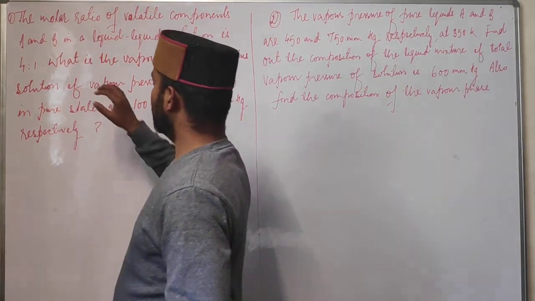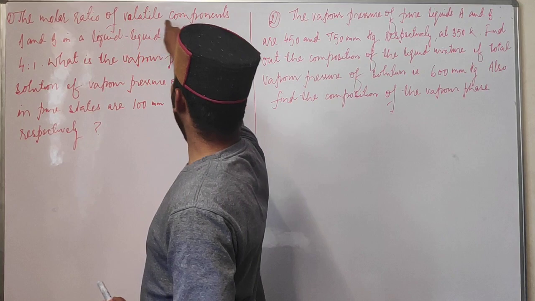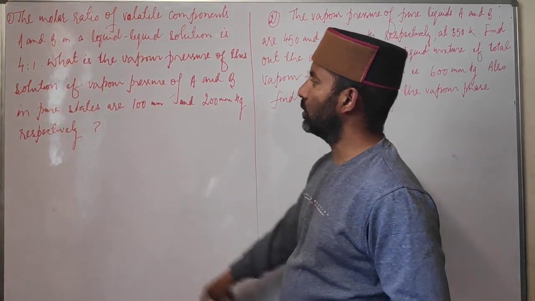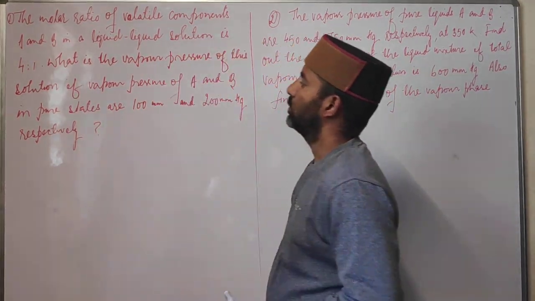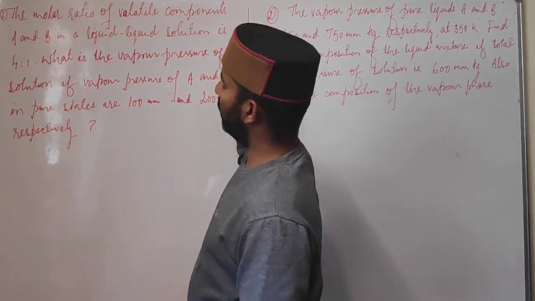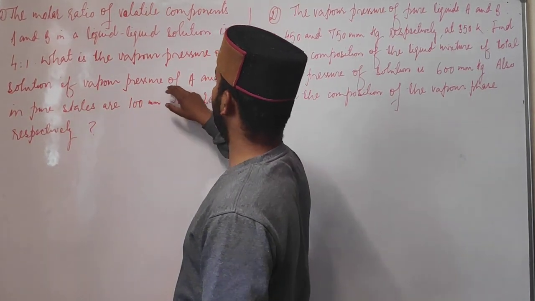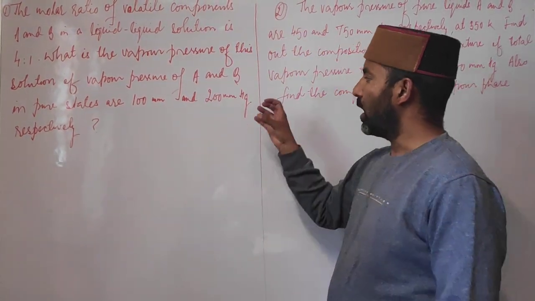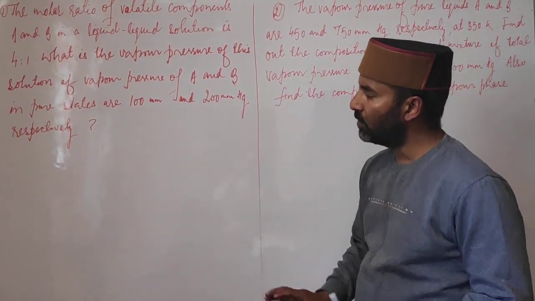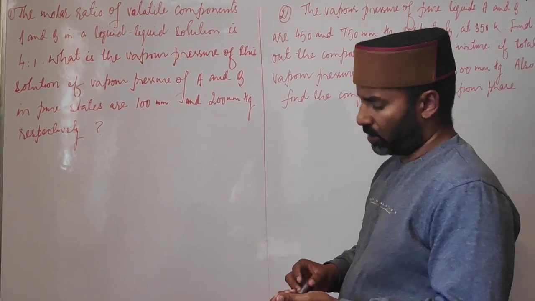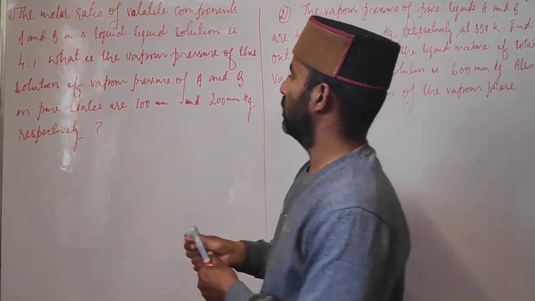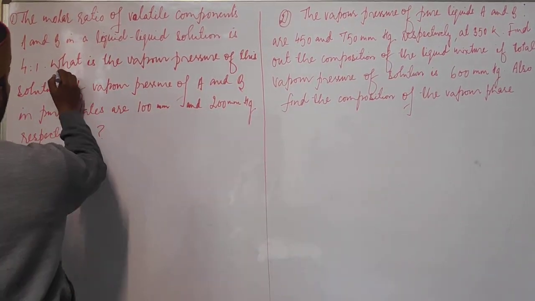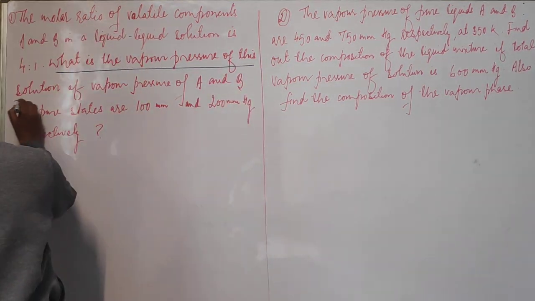Now students, the first question is: the molar ratio of volatile components A and B in a liquid-liquid solution is 4:1. What is the vapor pressure of this solution if the vapor pressures of A and B in pure states are 100 millimeters and 200 millimeters of mercury respectively? In this question we have to find out the vapor pressure of the solution.